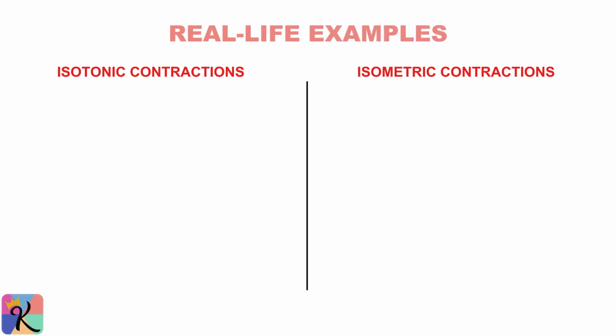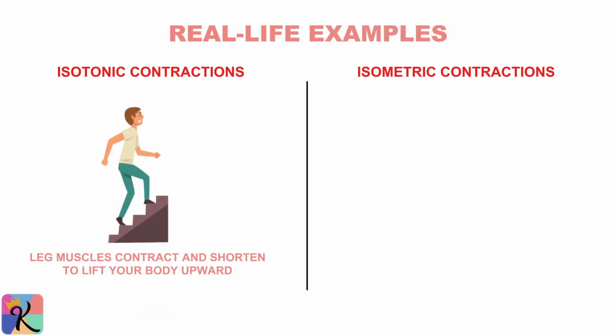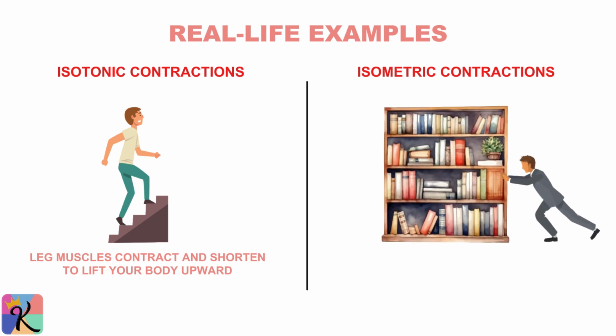Let's see these concepts in everyday activities. When you're climbing stairs, your leg muscles contract and shorten to lift your body upward. This is an isotonic concentric contraction. If you try pushing a heavy bookshelf that doesn't budge, your muscles generate tension without changing length. This is an isometric contraction.